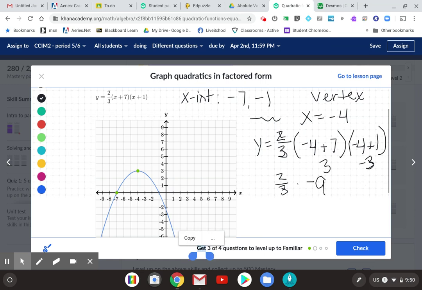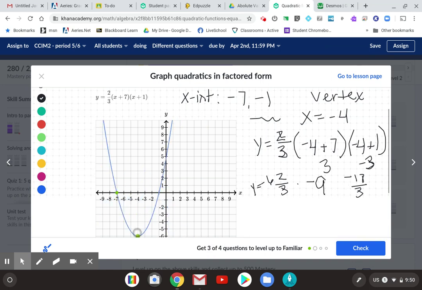And so we can do this. I like to go across. You can put it in the calculator. 2 times -9 is -18 divided by 3, and that one's going to give me -6. So y is -6. And so I'm going to move this one, -4, down to -6. Okay, and I got it.